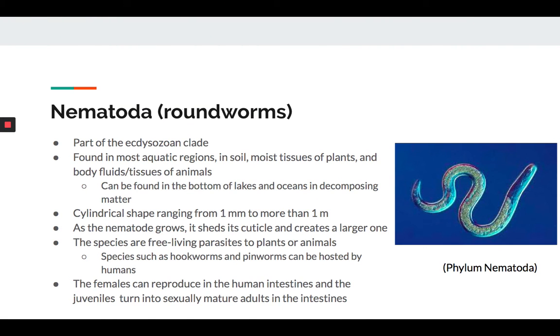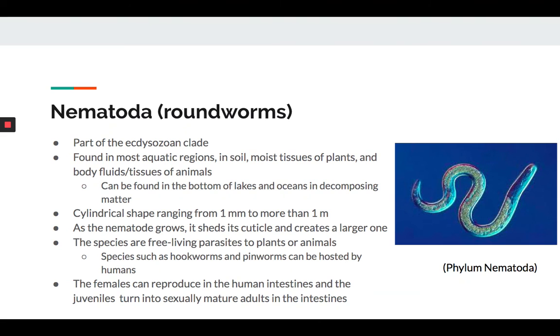Alright, next is the nematoda, the roundworms. The nematode's body is covered by a cuticle, which is their form of exoskeleton. They are also a part of the ecdysozoan clade. They are found in most aquatic regions, in soil, in most moist tissues of plants, and in body fluids and tissues of animals. They can be found at the bottom of lakes and oceans in decomposing organic matter as well. Their cylindrical shape can range from 1 millimeter to more than 1 meter.